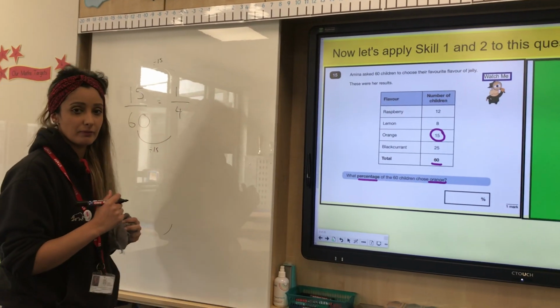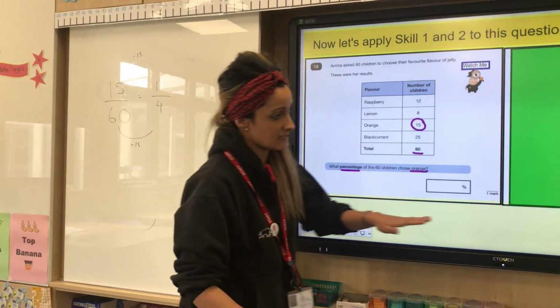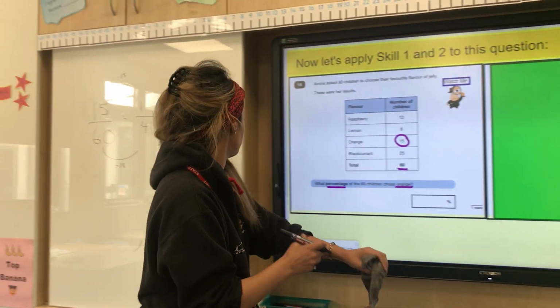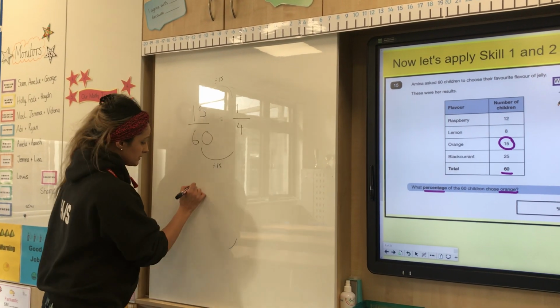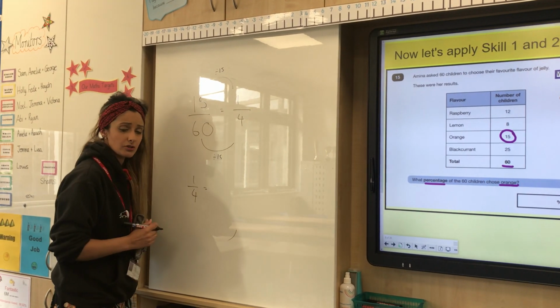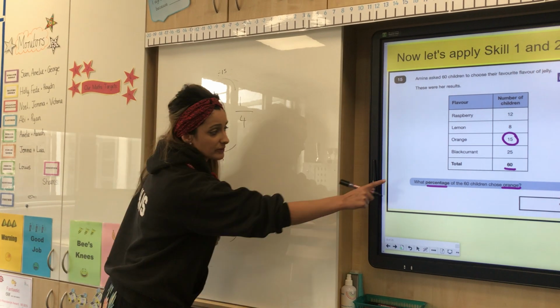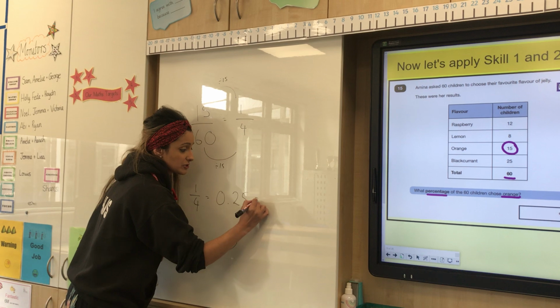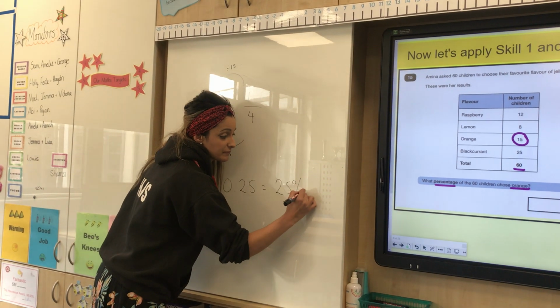I then need to draw upon my knowledge. What do I already know? This is coming to the knowledge here, using the facts that we already know from earlier on in the lesson. 1/4 is equivalent to what percentage? Now, that's what they're asking me. However, I can draw upon what I already know. 1/4 is equivalent to 0.25, which is equivalent to 25%.